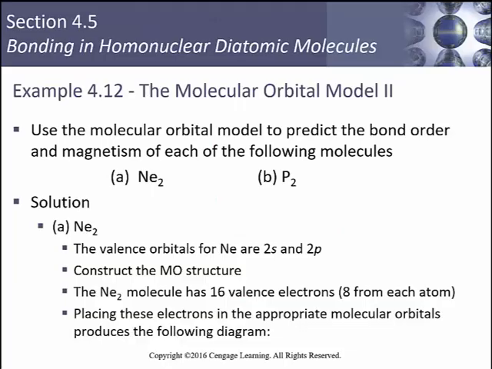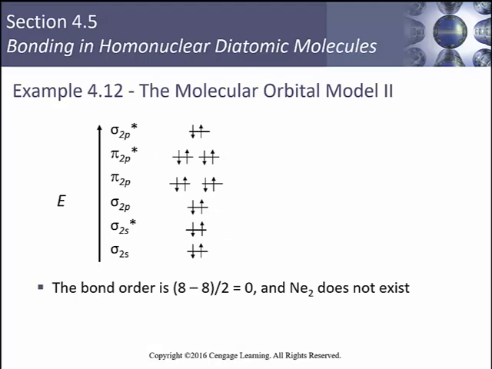So looking at our molecular orbital, let's do an example. We're going to use our molecular orbital model to predict the bond order and magnetism of the following two molecules, dineon and diphosphorus. So in dineon, the valence orbitals of neon are s and p. We're going to construct the molecular orbital structure. The Ne2 molecule has 16 valence electrons, 8 coming from each atom. Placing these electrons into the appropriate molecular orbitals is going to give us this diagram. So 2, 4, 6, 8, 10, 12, 14, 16.